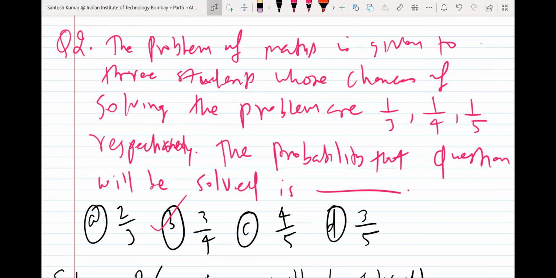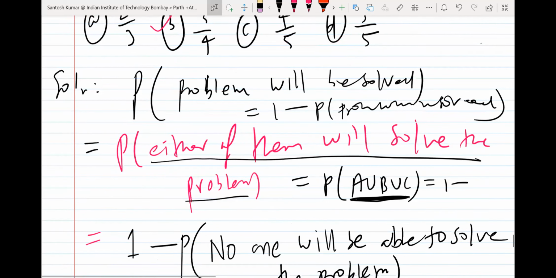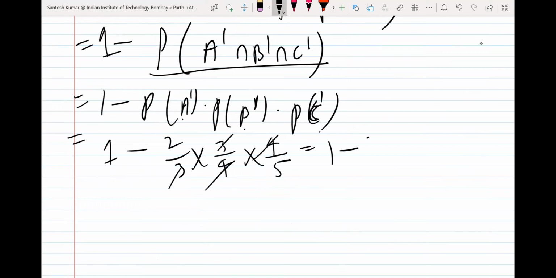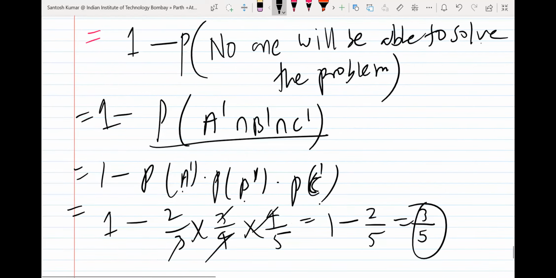1 minus 1 by 3. So what will come? 1 minus 1 by 3, what? 2 by 3. Yes. B cannot solve, so 1 minus 1 by 4, so 3 by 4. C cannot solve, so 1 minus 1 by 5, so 4 by 5. So 3 cancels, 4 cancels. So 1 minus 2 by 5. So the answer is 3 by 5.